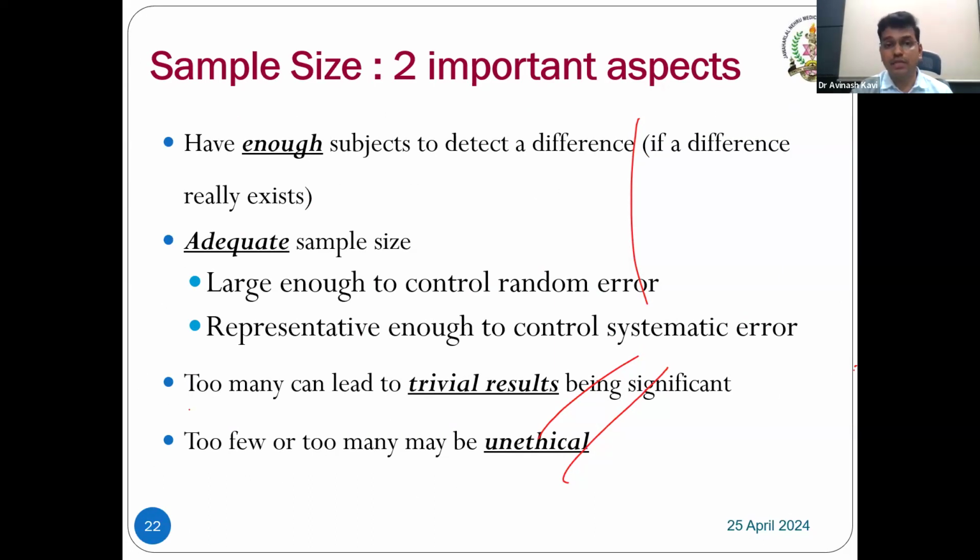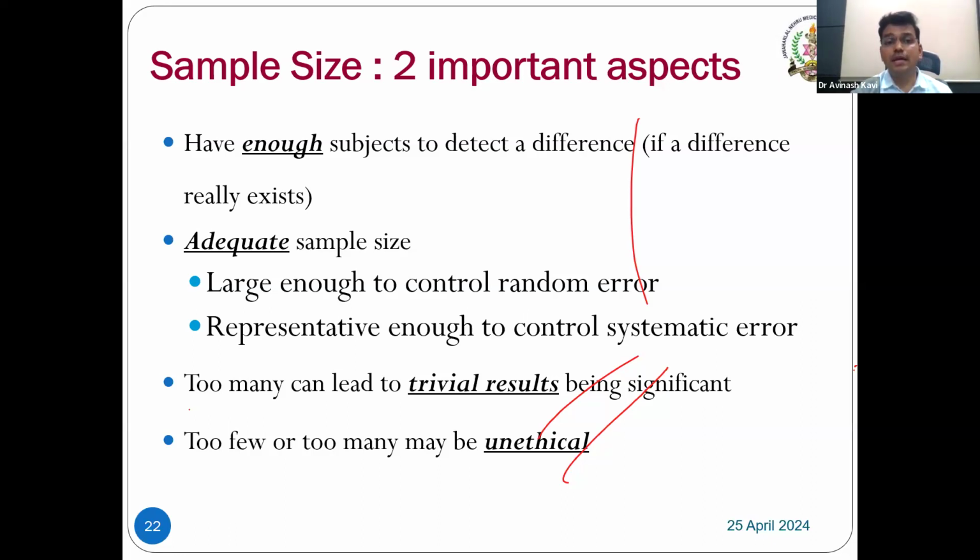So that means that it should not be too large, otherwise it is not necessary, it is just a waste of resources, time and energy. So that is one thing we need to keep in mind. And it should not be too less also. If it is too less, of course, we cannot achieve the validity of the results that we are actually presenting.